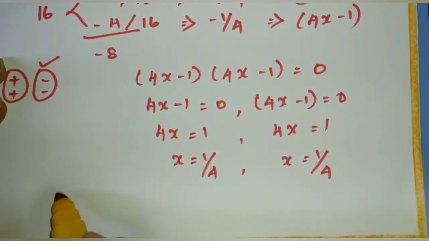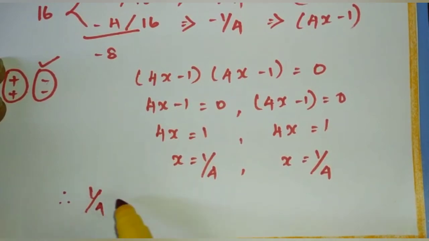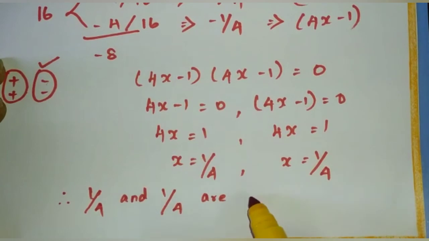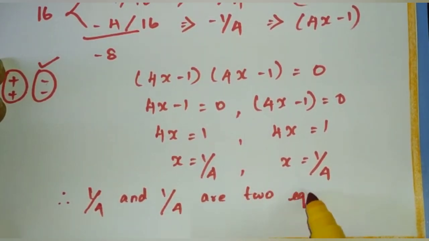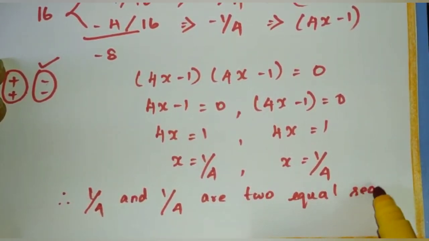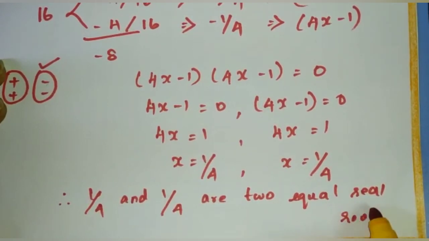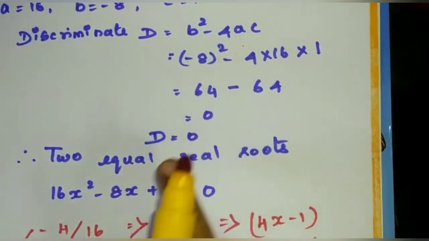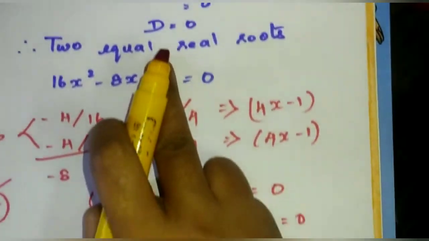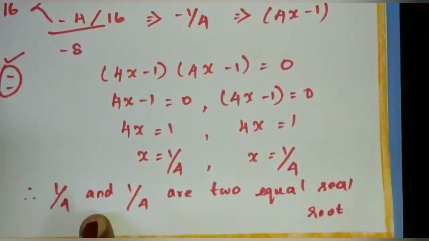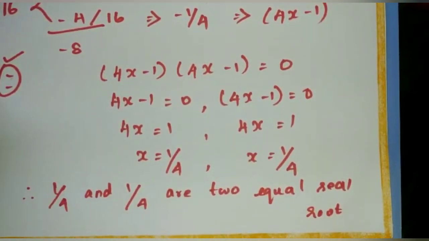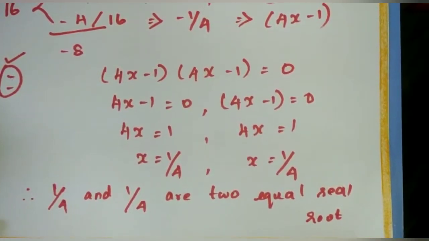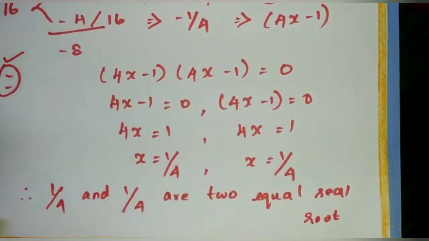Yes, it's correct. Therefore, 1 by 4 and 1 by 4 are two equal real roots. We got a discriminant D equal to 0, so we got two equal real roots, that is 1 by 4 and 1 by 4. I hope you all understand how we have to find the value of x. Thank you.